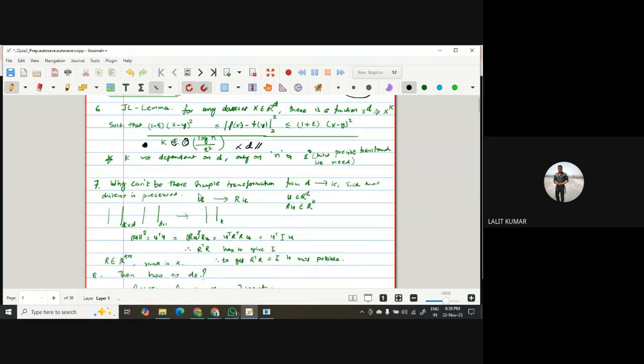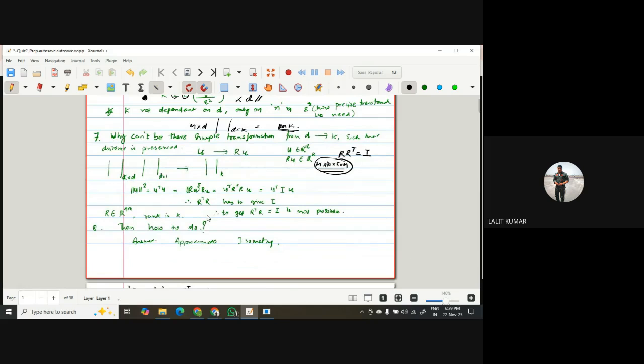Then the professor had covered why there cannot be a simple transformation. For example, we have m into d, and we multiply this with something d into k to get m into k. Here we got that R Rᵀ has to come as identity, and R is in m into k, k into m, due to which this is not possible, so we come to approximate isometry.